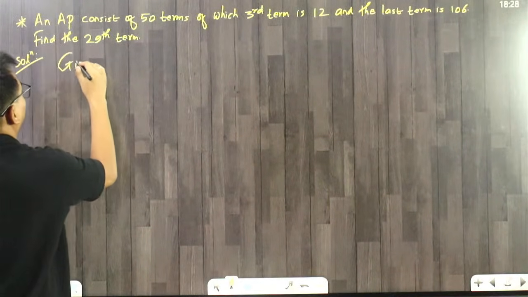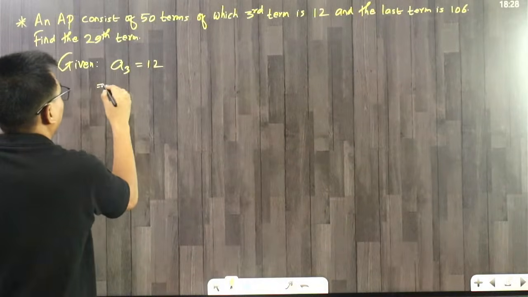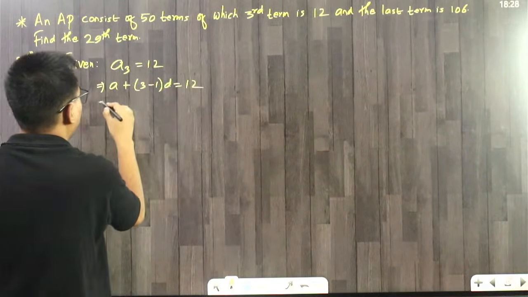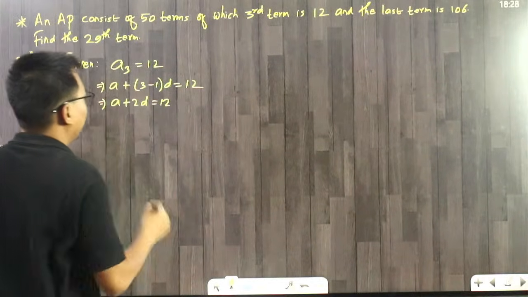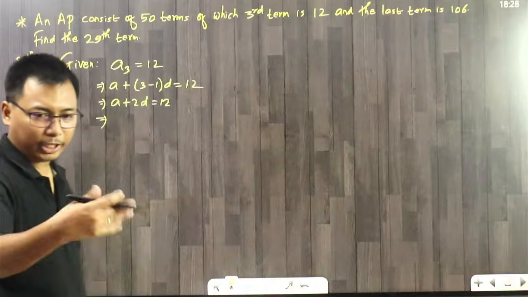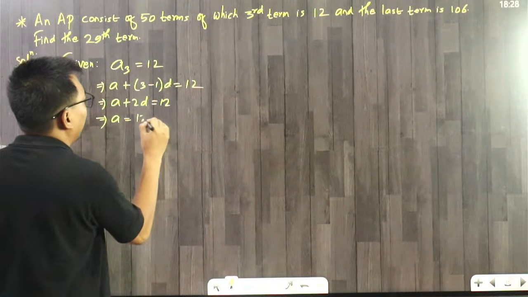See, third term is 12. So given third term is 12, obviously A plus 3 minus 1 D will be equal to 12. So A plus 3 minus 1 is A plus 2D is equal to 12. Okay, let's solve this using the substitution method. We have already tried the elimination method. Let's solve this using substitution method. So we'll get A is equal to 12 minus 2D.